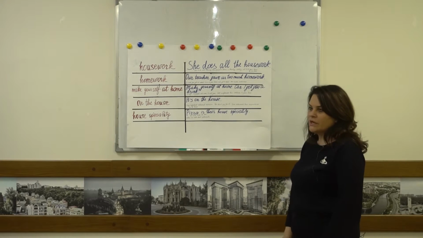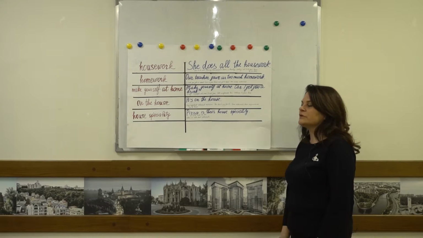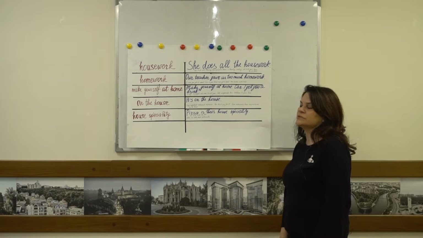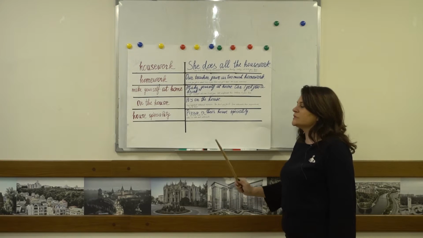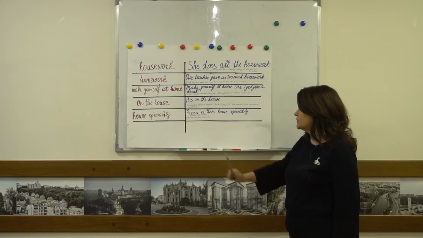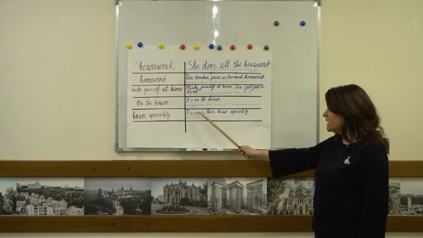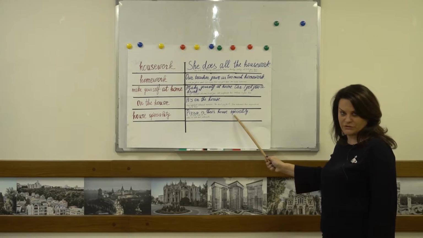The next expression is house specialty. You know that when you visit a restaurant, there is some very tasty dish you like best of all. We call this dish the house specialty. So, for example, pizza is a house specialty.